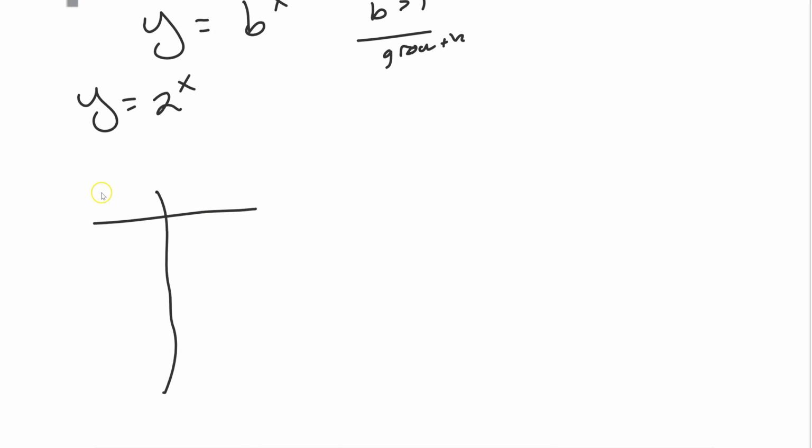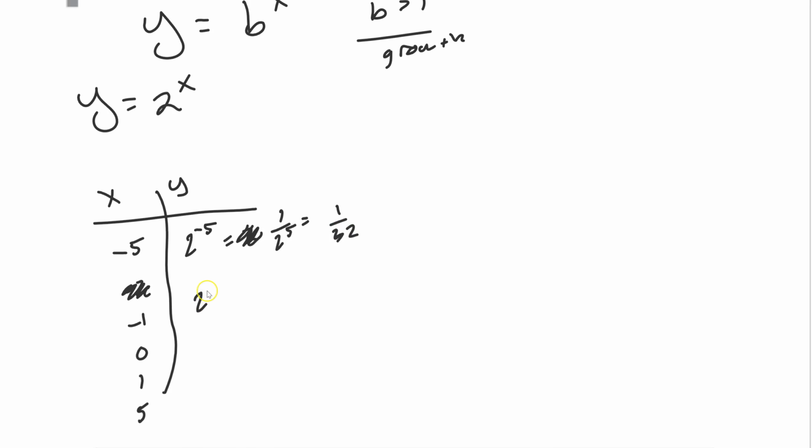Let's make a table of x and y. Let's do -5, -1, 0, 1, 5. We're going to plug those in and get 2 to the -5. Remember the negative just flips it, so 1 over 2 to the 5th, which is 1 over 32. 2 to the -1 just flips it to 1 over 2. 2 to the 0 is just going to be 1. 2 to the first is just going to be 2. And 2 to the 5th is going to be 32.